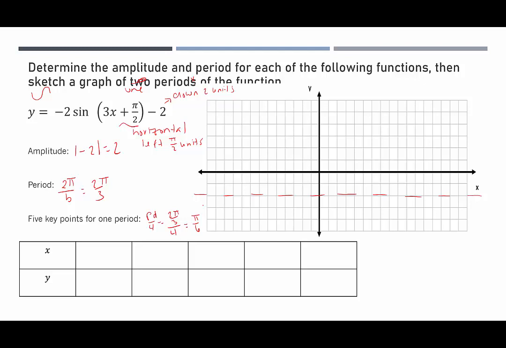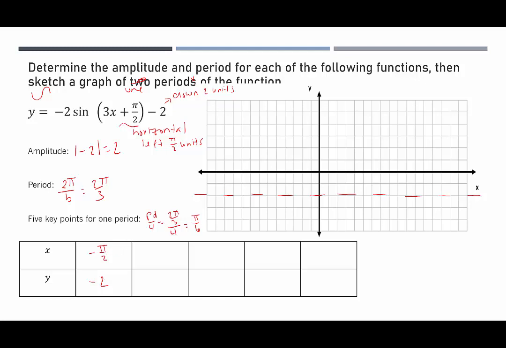Normally this graph would start at 0, 0, but this one is going to the left, so it's actually going over -pi over 2 units. And instead of starting at 0, it's starting down at that midline -2, right? So sine always starts at the midline. Okay, let's figure out these x values.